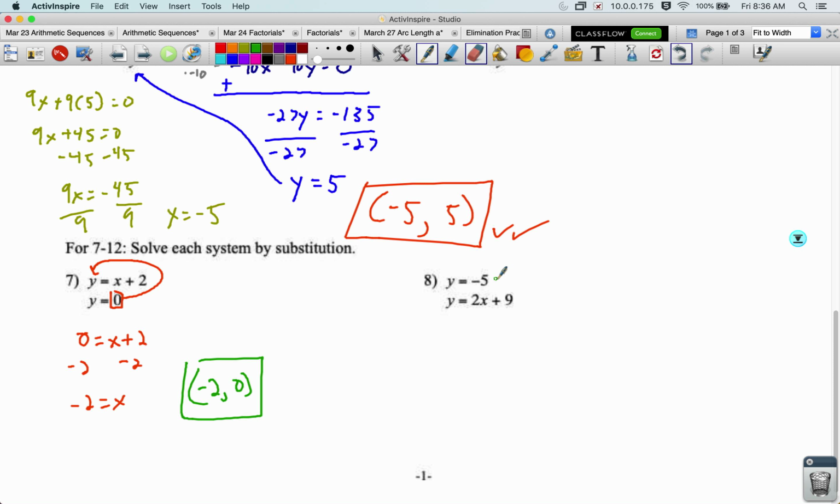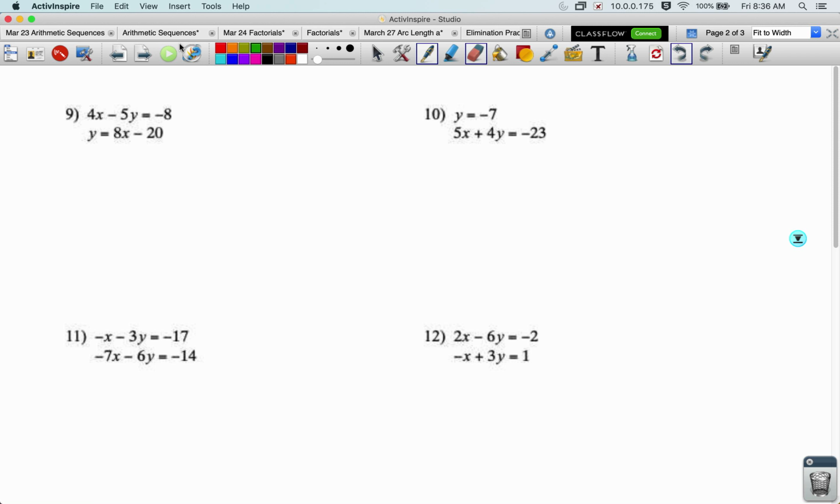Same thing here. Plug that negative 5 in for this y here and solve for x, and you'll be done. All right, problem number 9, we see that this y in the second equation is already isolated, so I want to put a box around the other side and draw an arrow to the y in the top equation. Now let's rewrite that top equation.